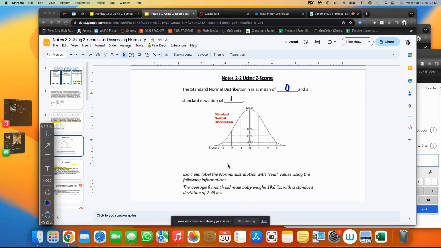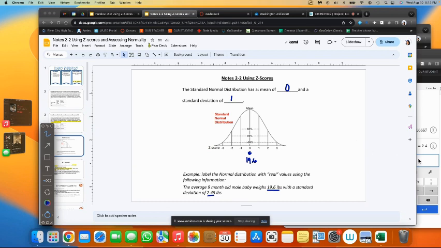This is something that we did yesterday, but we can take our standard normal distribution and put our real world values in there if it's given to us in a problem. The average 9-month-old baby weighs 19.6 pounds with a standard deviation of 2.45 pounds. A lot of us remember that we can put those weights in our distribution. So if our average is 19.6, we can put that in the middle. And then to go 1 standard deviation above the mean, we're going to add the 2.45.